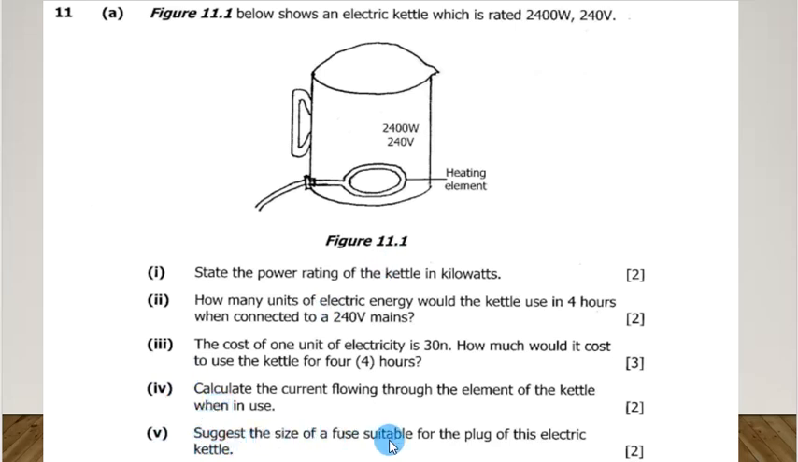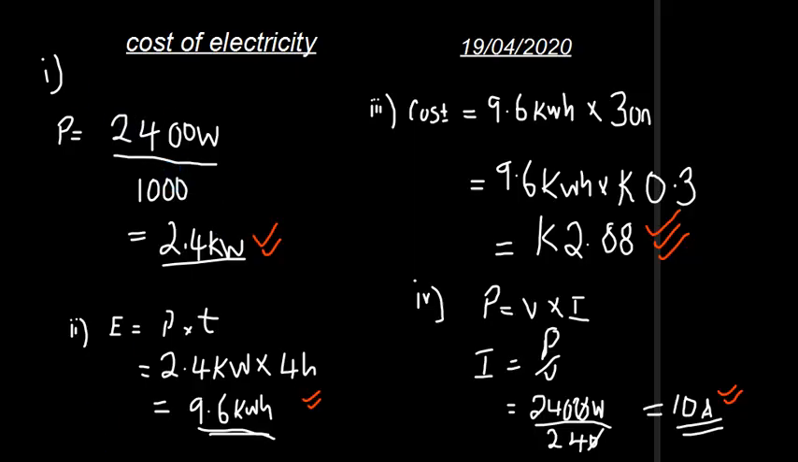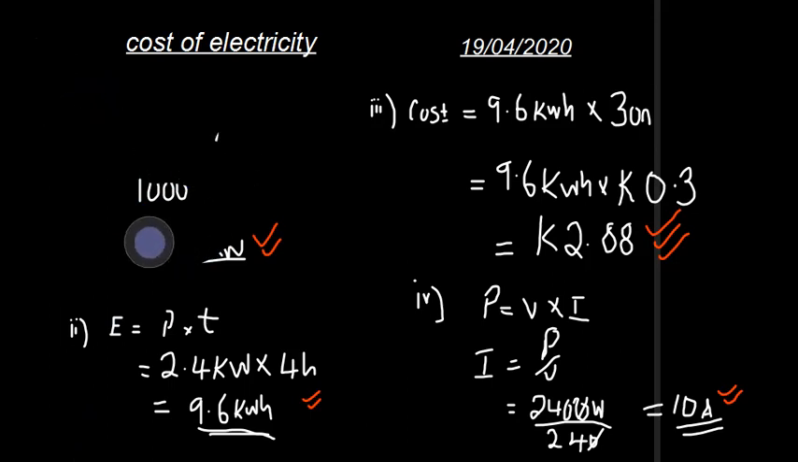Suggest the size of a fuse suitable for the plug for this electric kettle. 2 marks, fuse rating. If you remember what we said in our previous lesson, when we were covering fuse rating, we said, allow me to create space here. So we said that the fuse rating, when choosing the correct fuse, it must not be below. Let me use the red pen instead of chalk. So we are dealing with number 5 now.